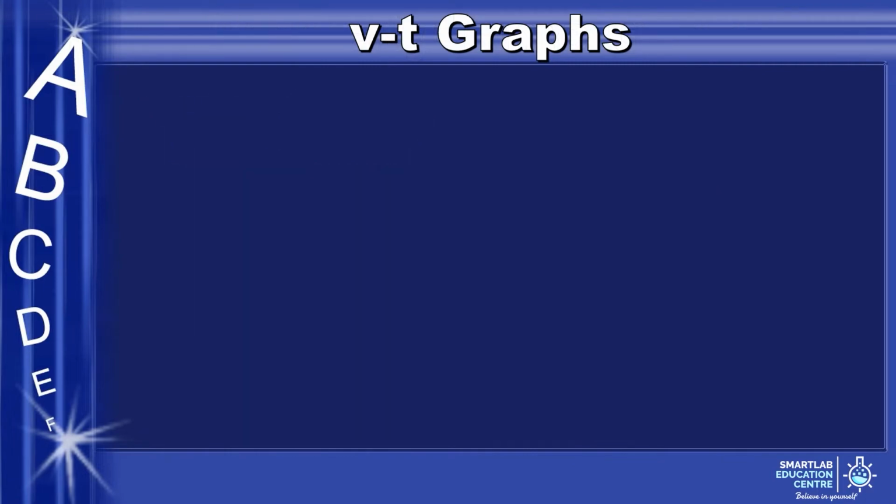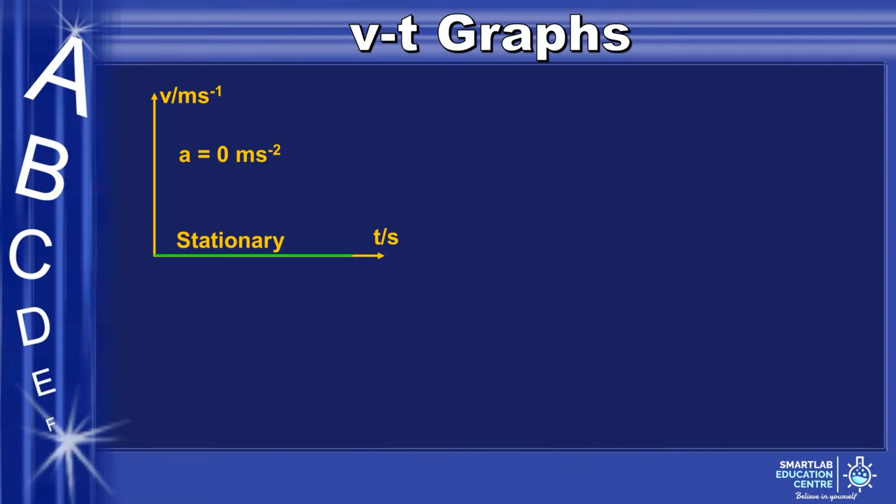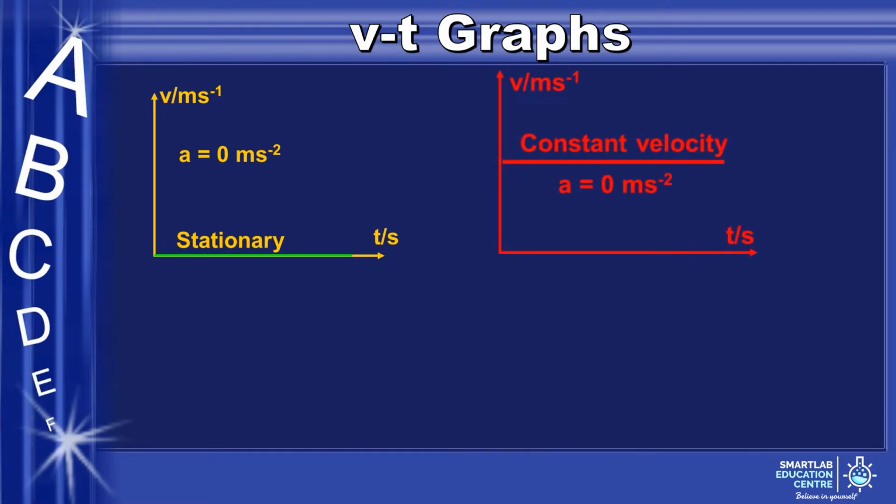Here are some velocity-time graphs which show the following. An object being stationary or at rest, where the speed and gradient is 0. An object at constant velocity, where the gradient remains 0 over time, suggesting that the graph is a horizontal line.